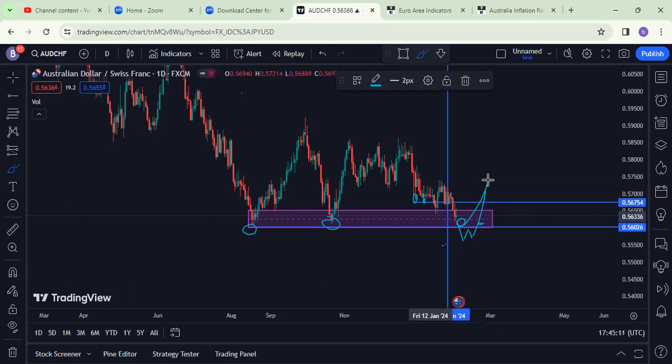That is if the interest rates are held, right? If we've got the central bank holding interest rates and saying that cuts are coming, but cuts are going to come in later, then we know that we are going to buy the Australian dollar against the Swiss franc, right? So that is what we are looking at. And then let's look at another trade.